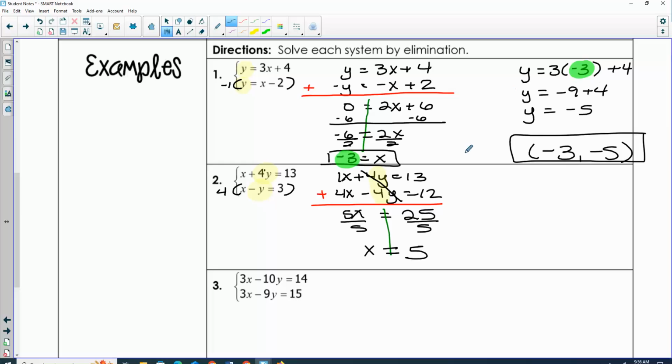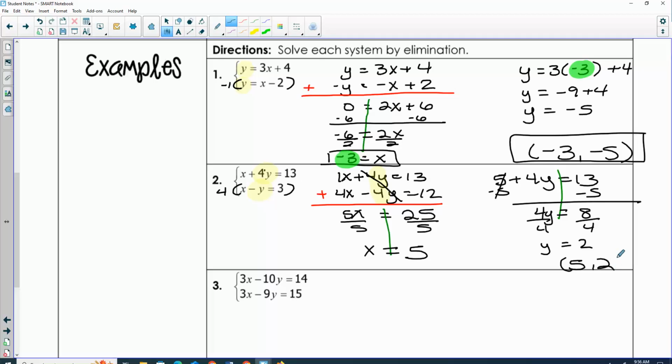Substitute it back in. Does it matter which equation? Nope. So if I go with the first one, x is 5 plus 4y equals 13. So we have to solve that equation. If we subtract our 5, 4y equals 8. Divide by 4, so y is 2. So x comma y is 5 comma 2.